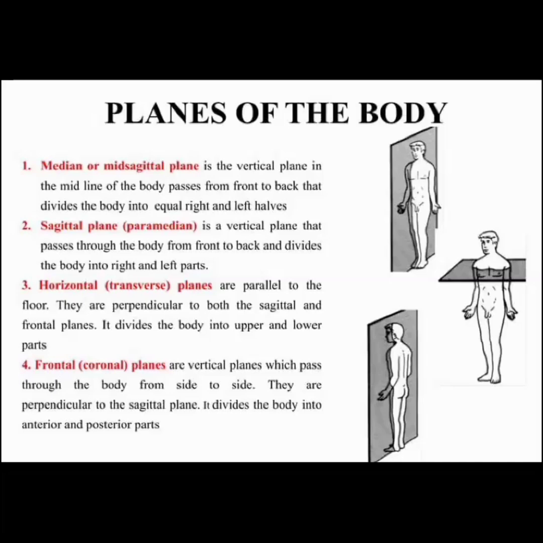Second picture. Fourth, the frontal or coronal planes. These are vertical planes which pass through the body from side to side. They are perpendicular to the sagittal plane. It divides the body into anterior and posterior parts. The third picture is the frontal or coronal plane.